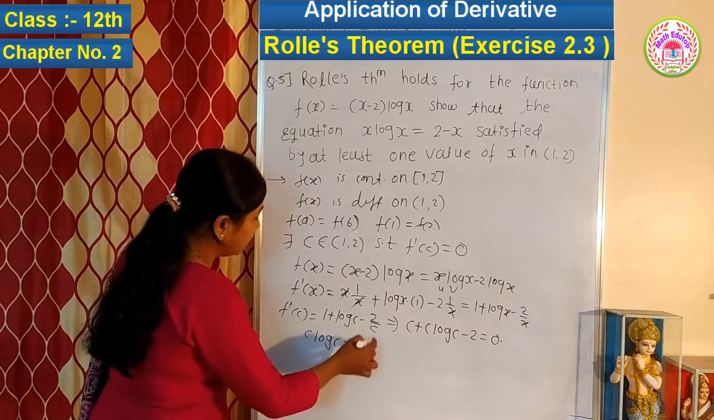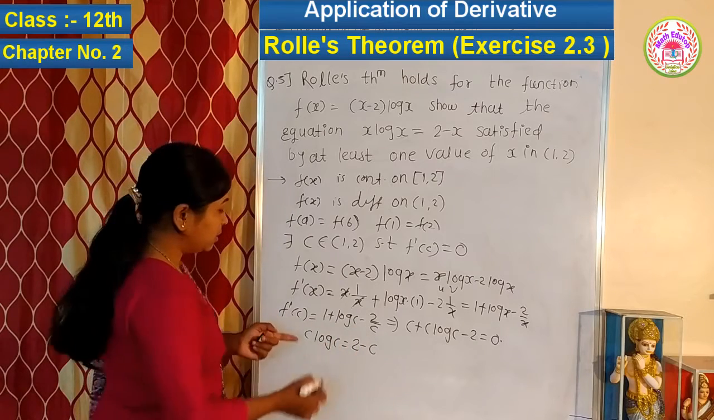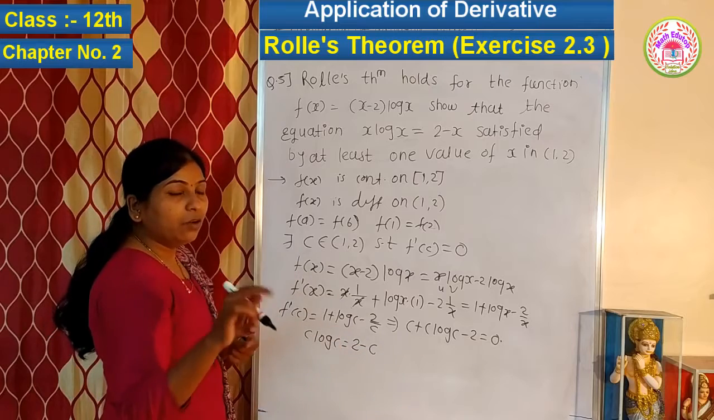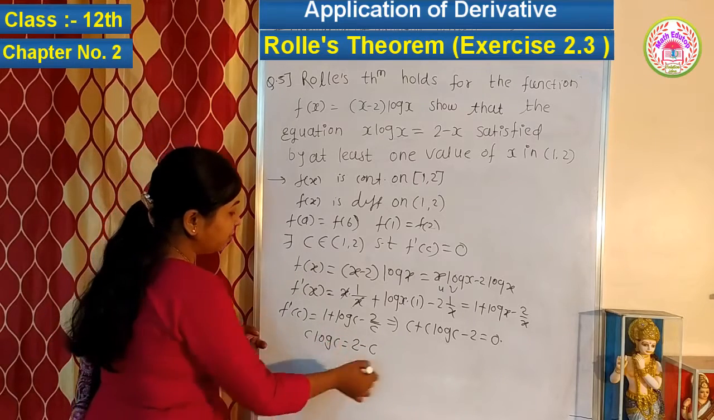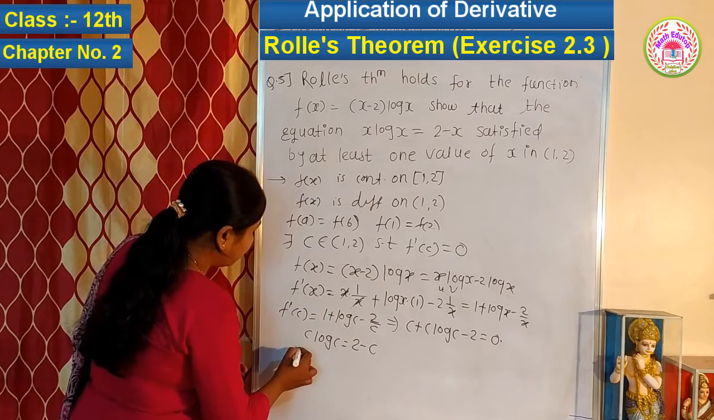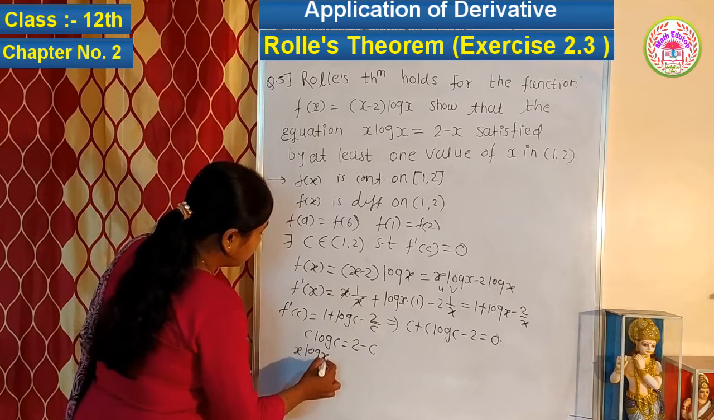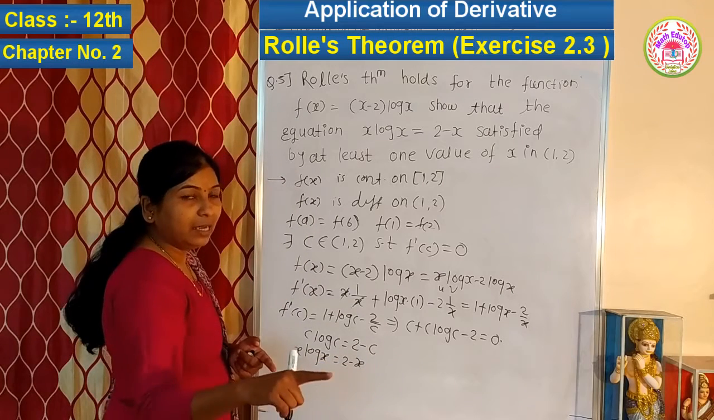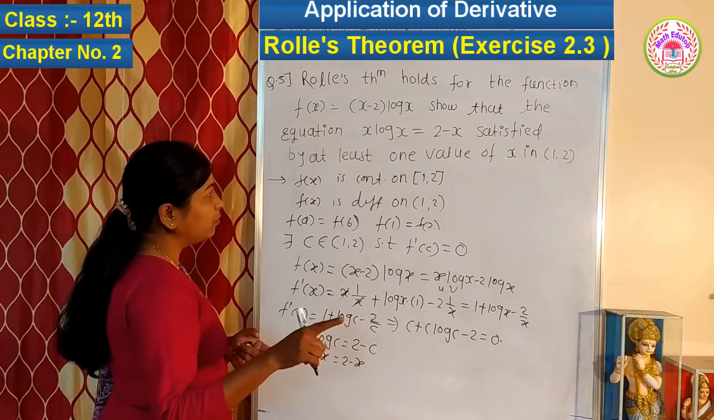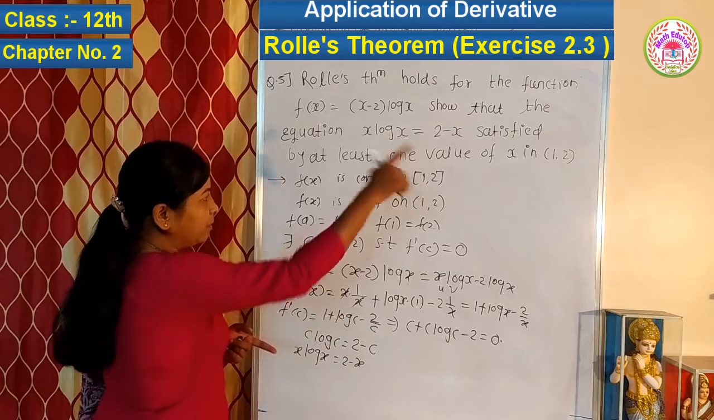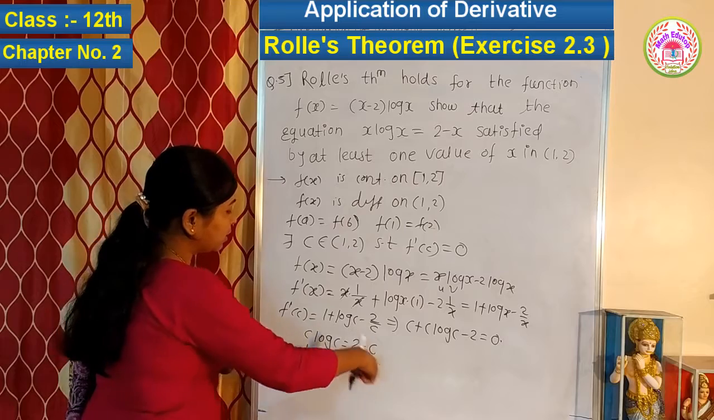So here we write c into log c is equal to 2 minus c, as f dash of c is 0, so there exists one c such that it satisfies this equation. Now we write it in terms of x. Therefore x into log x is equal to 2 minus x. Then there exists at least one point x, at least one value of x in the open interval 1 2 such that it satisfies this equation.